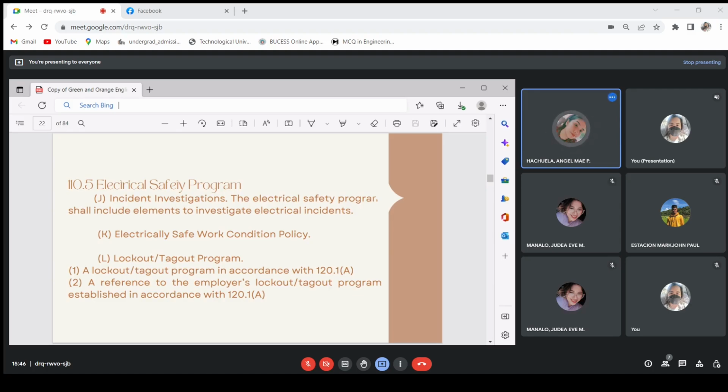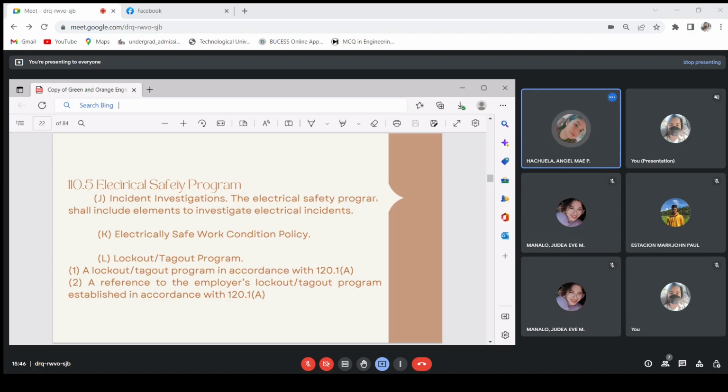K is electrically safe work condition policy. An electrical safety program shall include an electrically safe work condition policy that complies with Article 110.3.